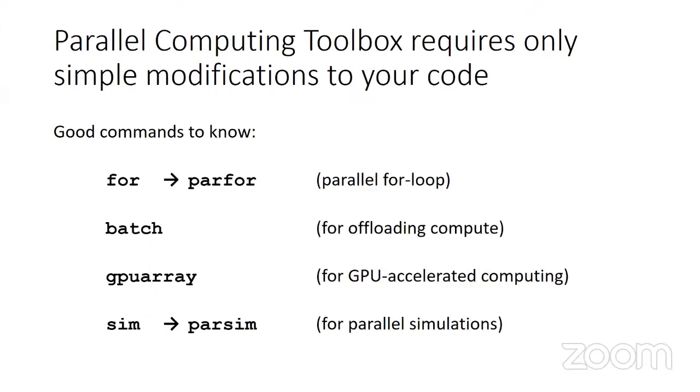And yes, here you can see that for parallel computing applications, instead of for we can use parfor, the parallel for loop. Similarly, parsim is important. Sim is for the simulation purpose, so instead of sim, we can use parsim for parallel simulation. Similarly, for offloading computation, we can use batch. Batch is basically for batch processing purposes. And for GPU accelerated computing, we can use gpuArray, which is basically useful for GPU computing.